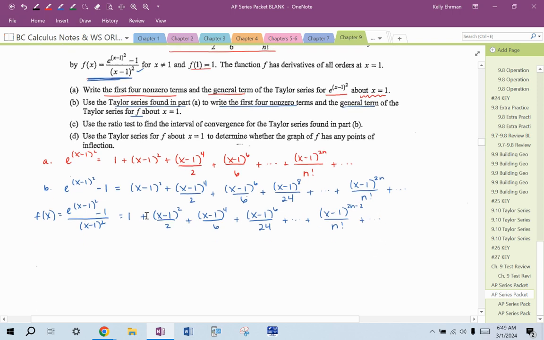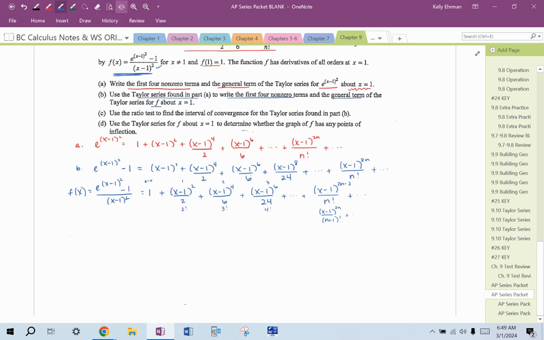Or you could also just look for a new pattern here. So you could also say, well, this is sort of like when n equals 0, 1, 2, 3. You could also say that this is (x minus 1) to the 2n. And then instead of n factorial down here, this is 2 factorial, 3 factorial, 4 factorial. So this is like (n plus 1) factorial. So it doesn't matter. Either one of these general terms is fine because they both exist somewhere along the way, and they're both equivalent. All right, so pick your favorite general term, basically.